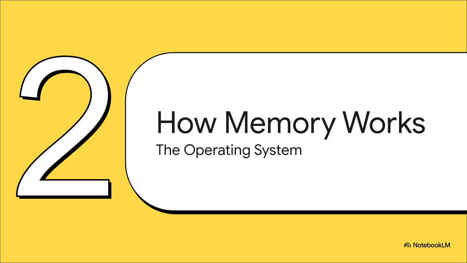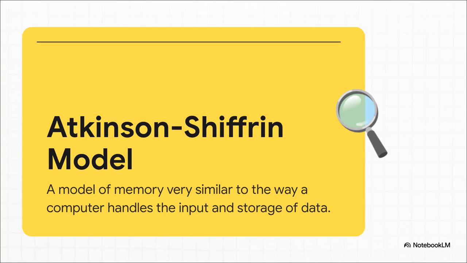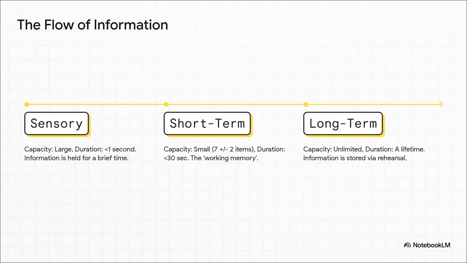But how does the brain's operating system actually juggle all that data? Well, psychologists have come up with some really cool models to try and explain it. And one of the biggest, most influential ones is the Atkinson-Shiffrin model from way back in 1968. It gives us this awesome idea that memory isn't just one big bucket, but a flow of information that moves through different, distinct compartments.